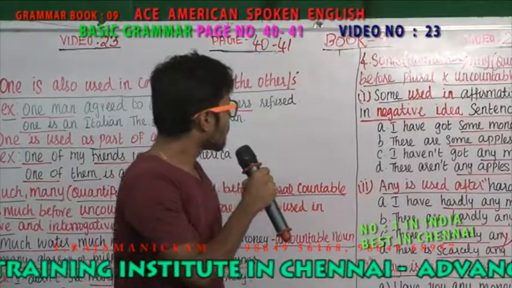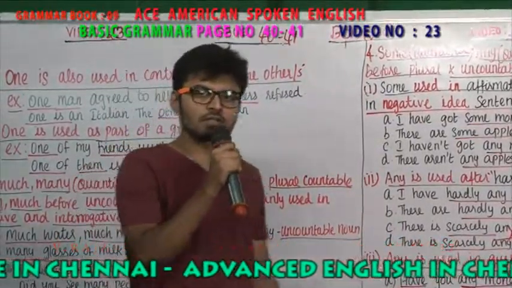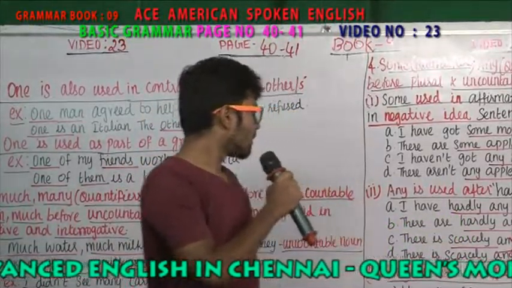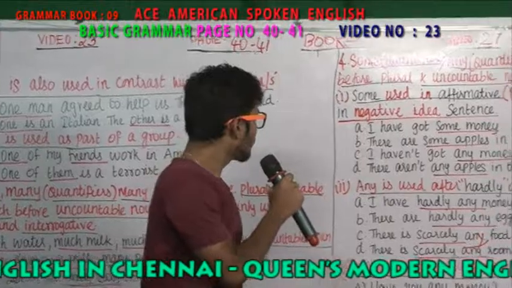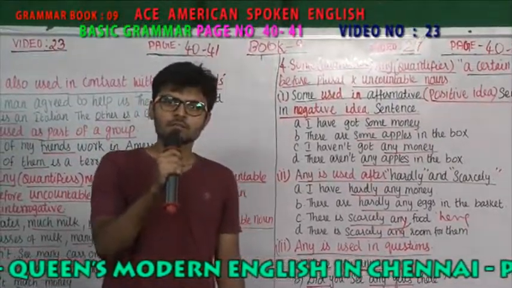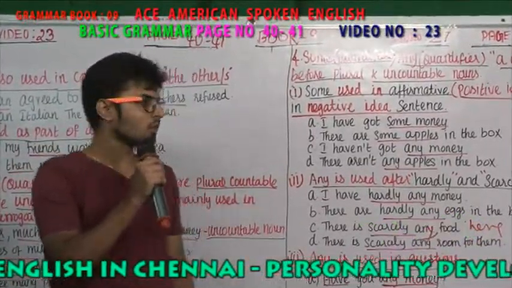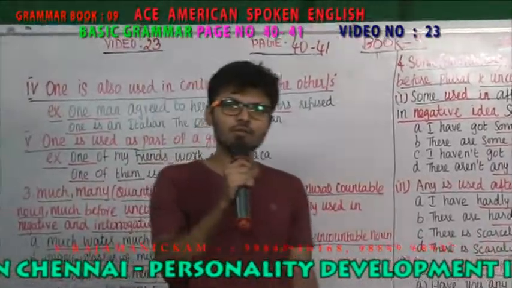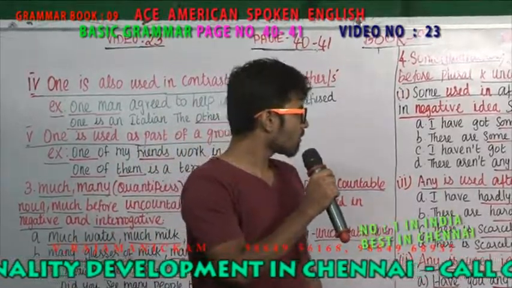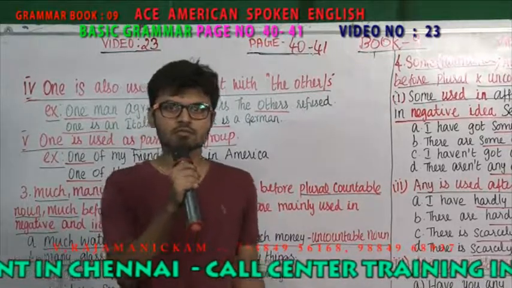And also today we have learned about any and some. Some sounds a little positive. Any means negative. For example, I have got some money. Some means positive: I have got some money means I have money. If you are saying I have no money, you can say I don't have any money. Thank you.